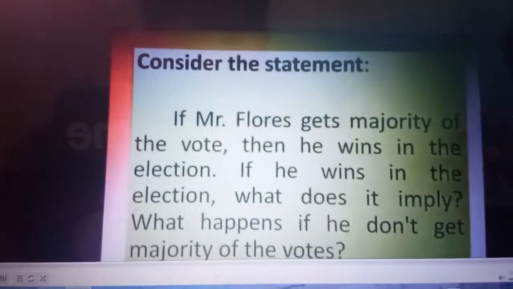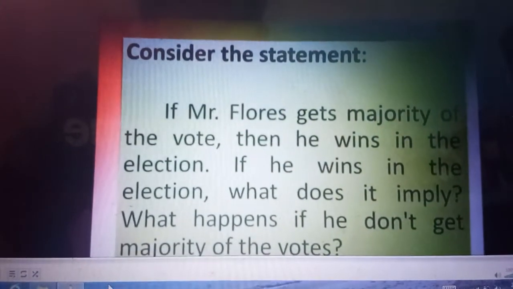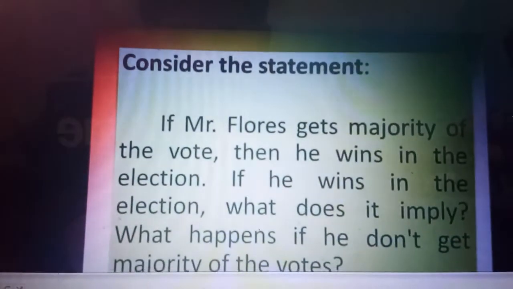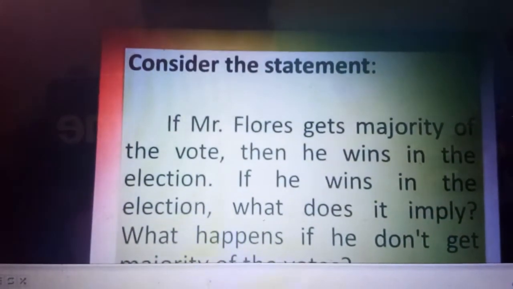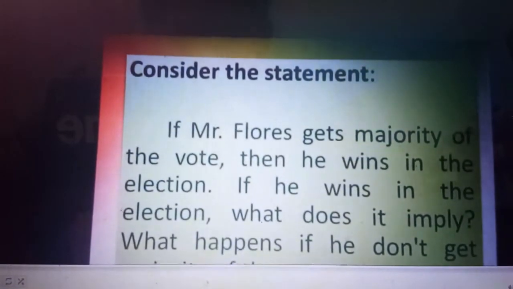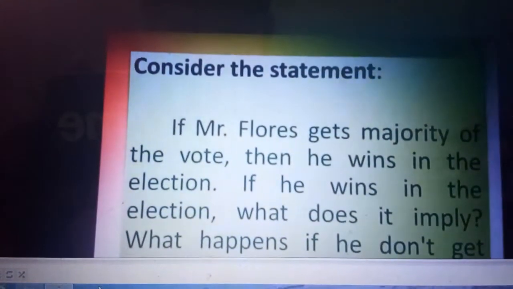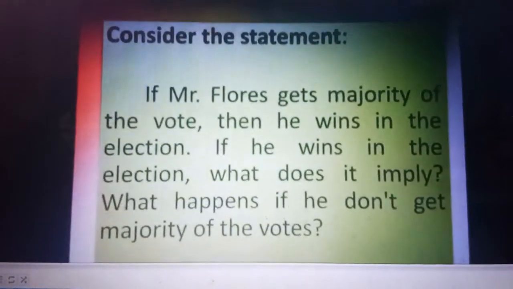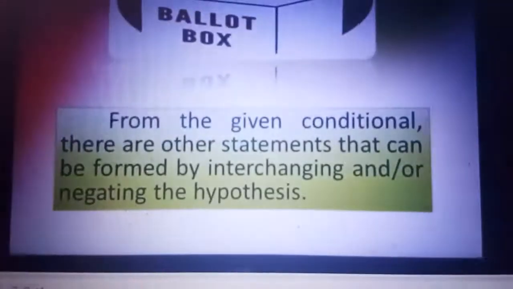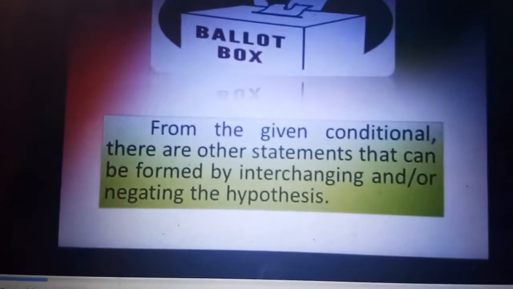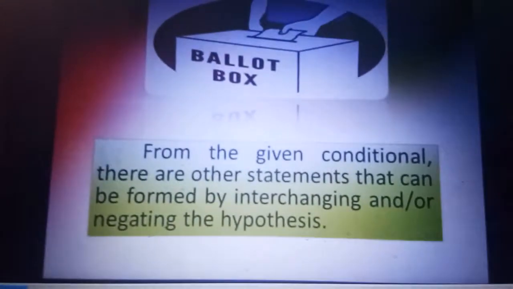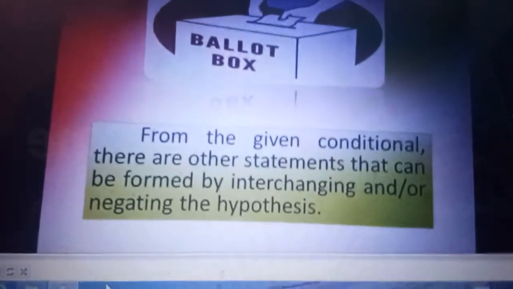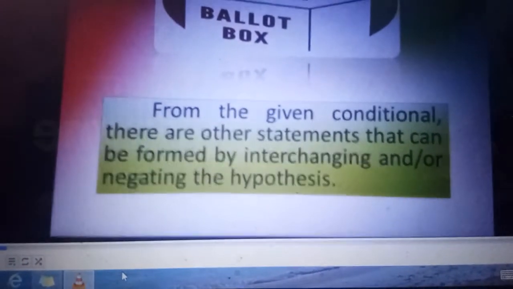Let us consider this statement. If Mr. Flores gets majority of the vote, then he wins in the election. If he wins in the election, what does it imply? What happened if he doesn't get the majority of the votes? From the given conditional statement, there are other statements that will be formed by interchanging and/or negating the hypothesis.